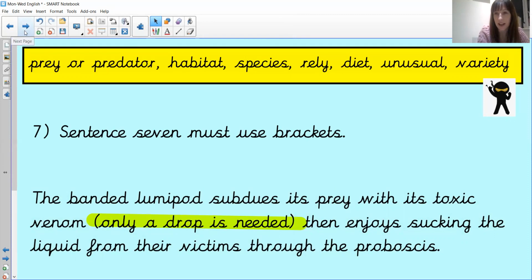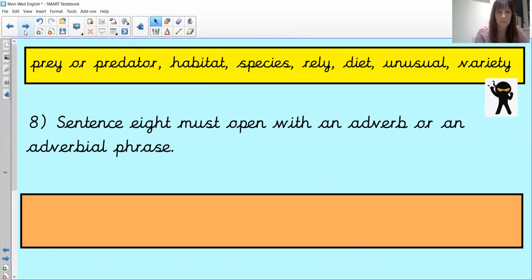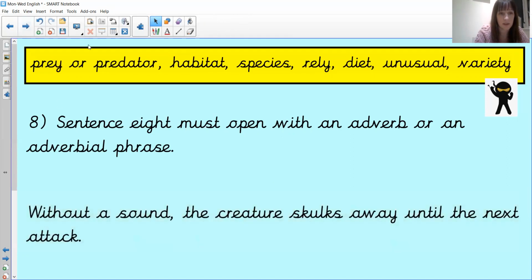Okay, on to the last sentence. So sentence 8 must open with an adverb or an adverbial phrase. All right, so think about those ly words, your adverbs describing a verb, and your adverbial phrases. They need to open your sentence. So they're going to be a fronted adverbial, all about the verb. Without a sound, the creature skulks away until the next attack.